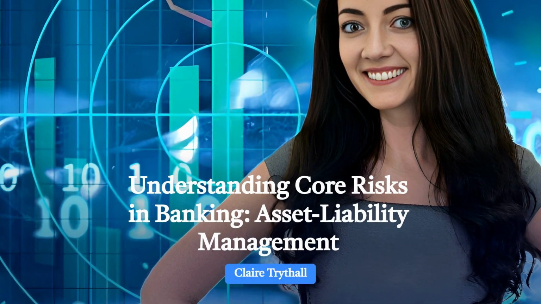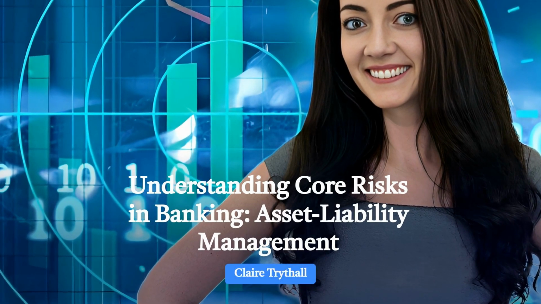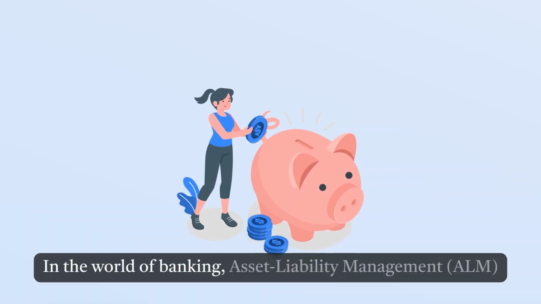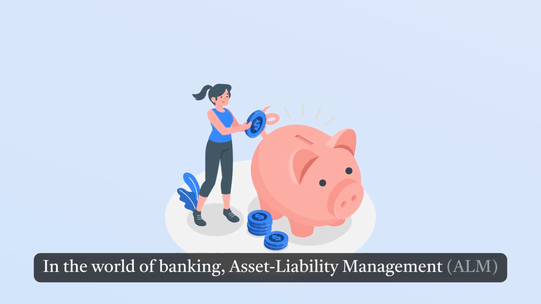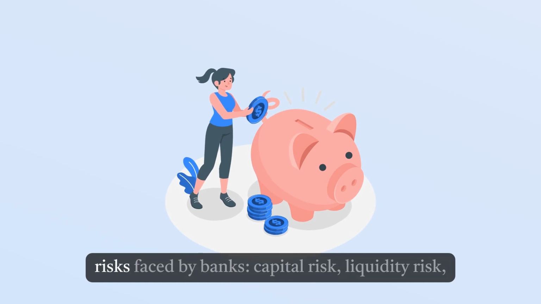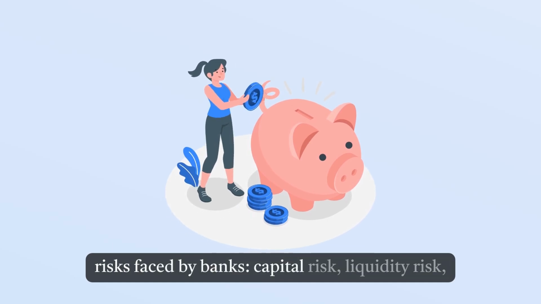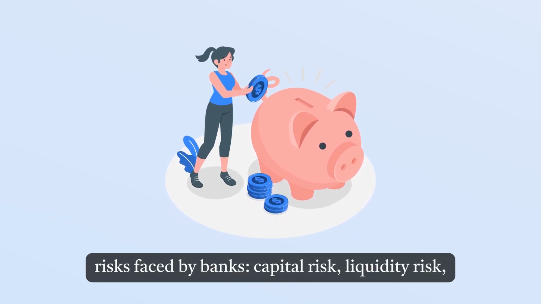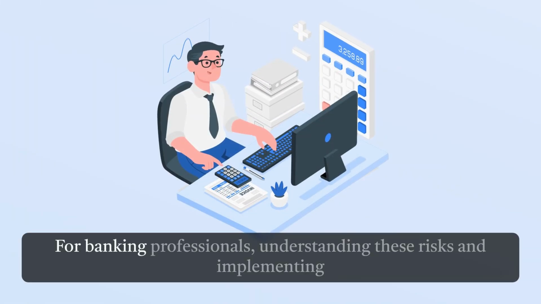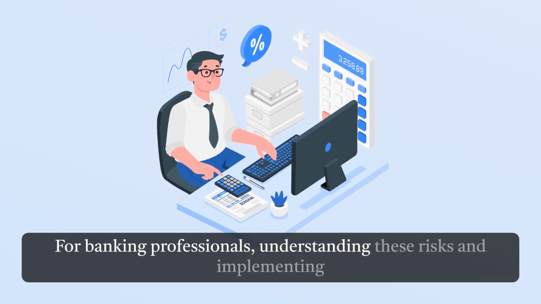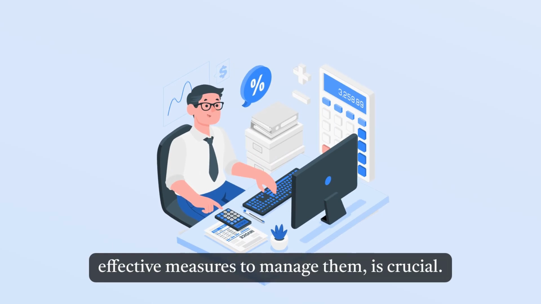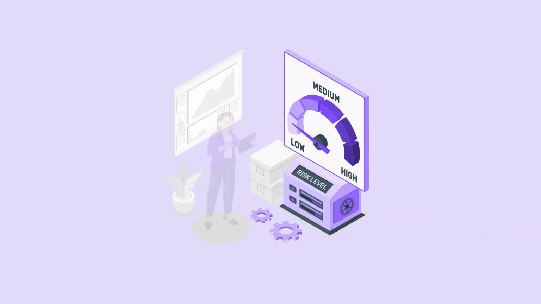Understanding core risks in banking. Asset-liability management. In the world of banking, asset-liability management, ALM, is a critical function that addresses three primary risks faced by banks: capital risk, liquidity risk, and interest rate risk. For banking professionals, understanding these risks and implementing effective measures to manage them is crucial.